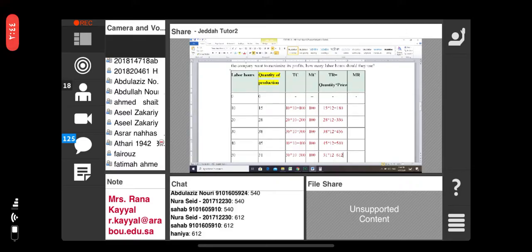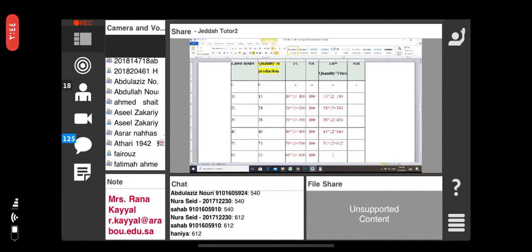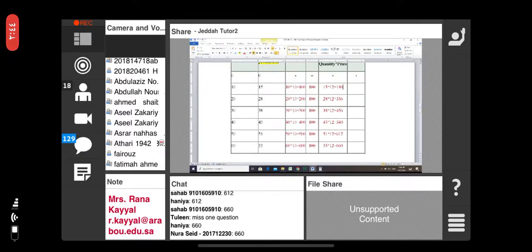ترى ماشي معاكم ها. You are checking your other work. يلا. The last one is 55 times 12, and this is equal to 660. طيب, what about the marginal revenue? Second one.